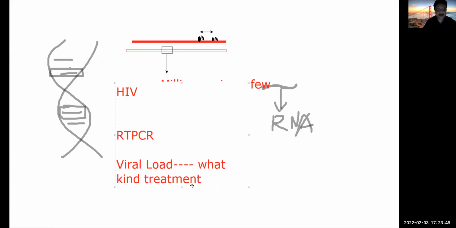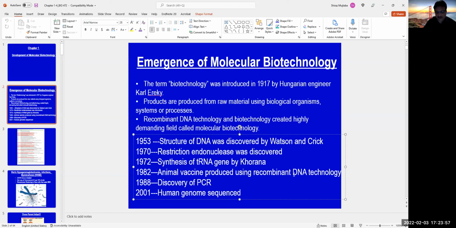So PCR was a big deal in the field of molecular biology and molecular diagnostics. This is very important, and then of course human genome sequencing. Human genome sequencing helps us to know which gene is where, what kind of sequence is there, what are the adjacent genes, and then what is happening in variants, mutation.